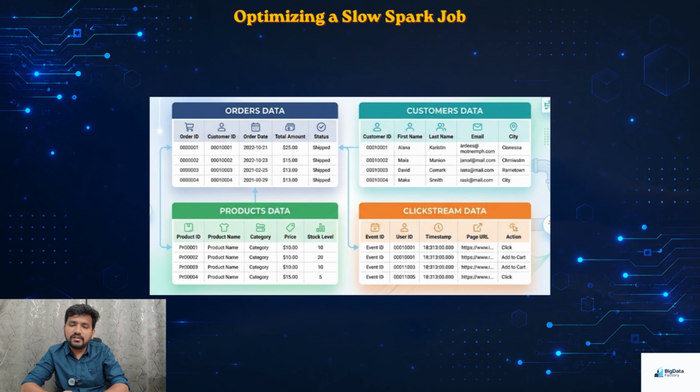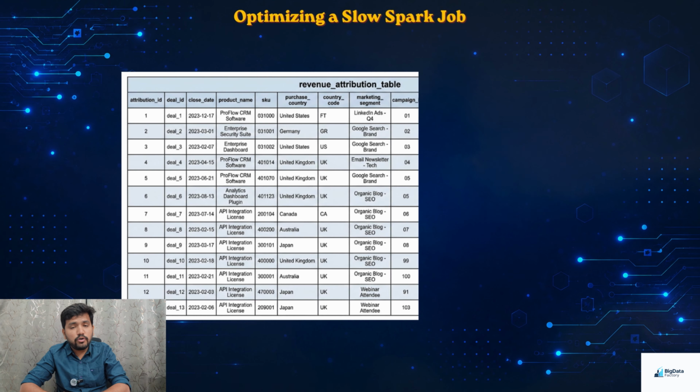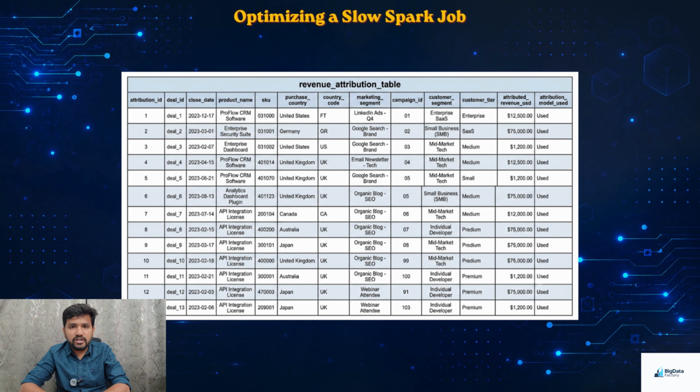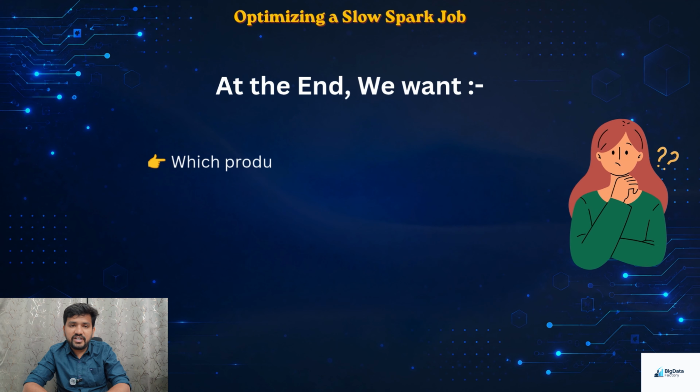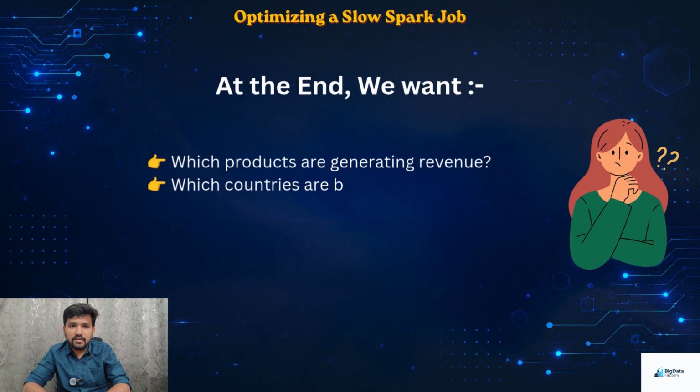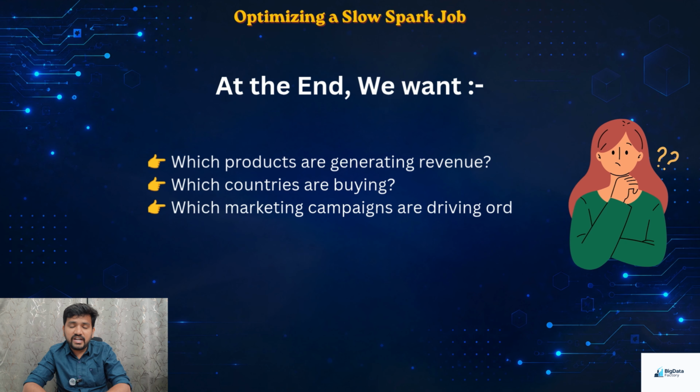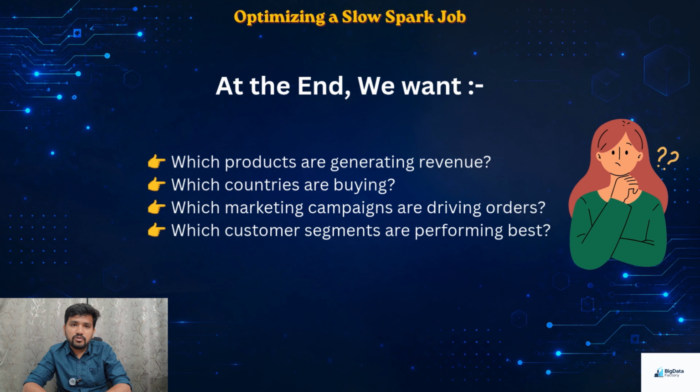Here is the job. We have orders data, customers data, products data, and clickstream data. The goal is to create a revenue attribution table. Basically, we want to answer which products are generating revenue, which countries are buying, which marketing campaigns are driving orders, and which customer segments are performing best. This is a realistic Spark job because it includes large reads, filters, joins, aggregations, and writes.